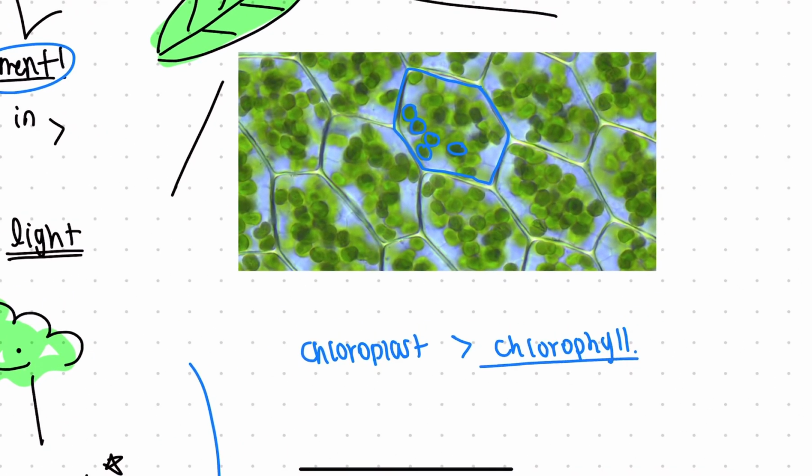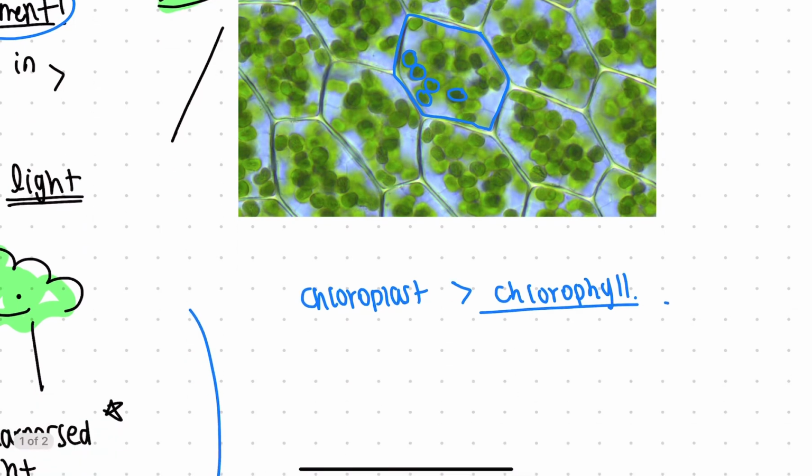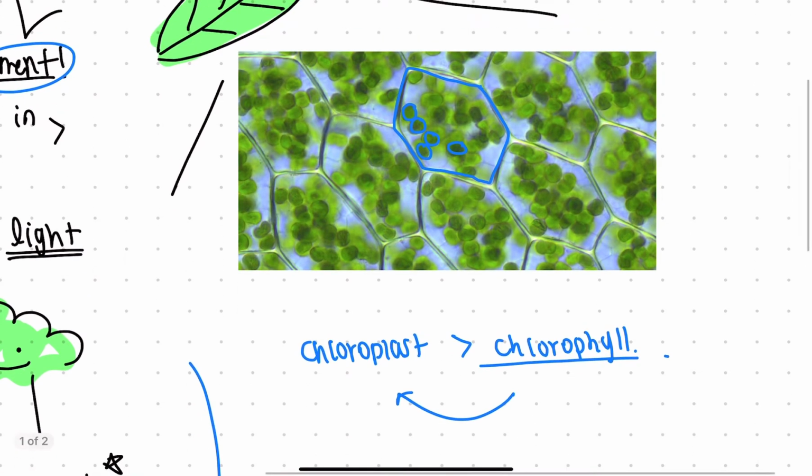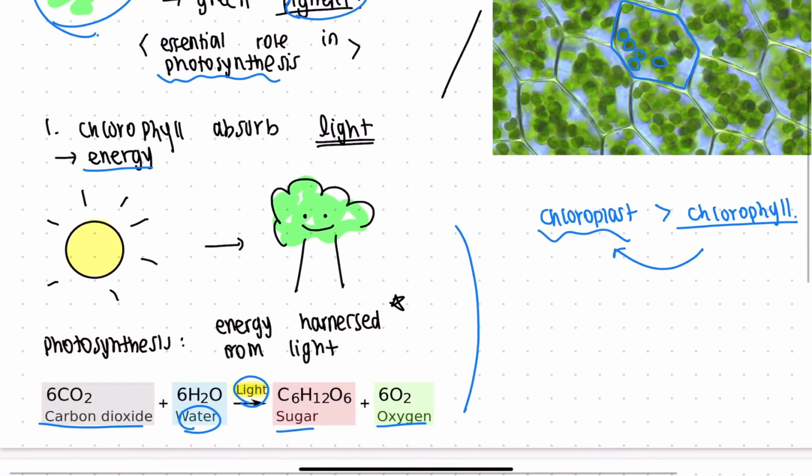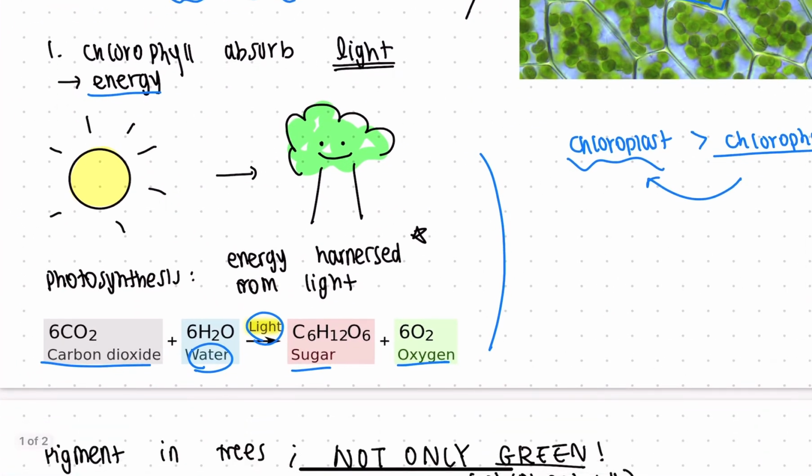Now, when chlorophyll absorbs light, it is stored as energy in the chloroplast, which is then used for photosynthesis, where the energy harnessed from the light converts carbon dioxide with water, which is usually pulled from the roots of the trees, to synthesize sugar and oxygen. The oxygen is released into the atmosphere, while the sugar is then used as nutrient for the tree.